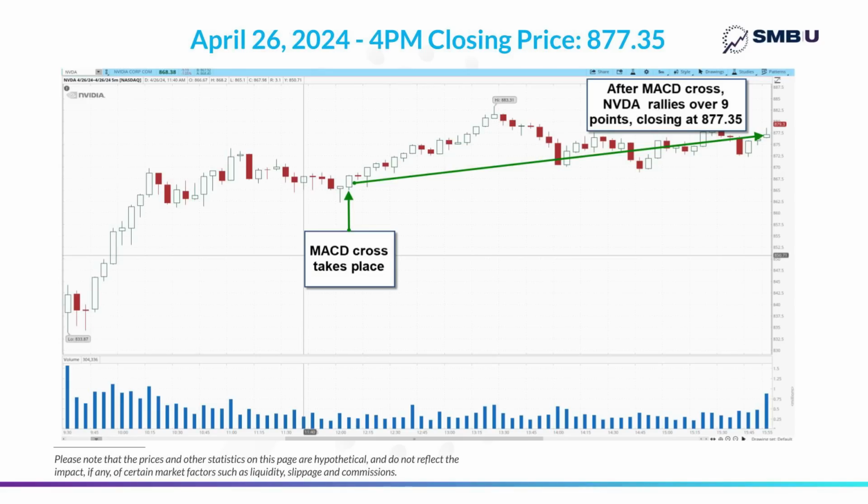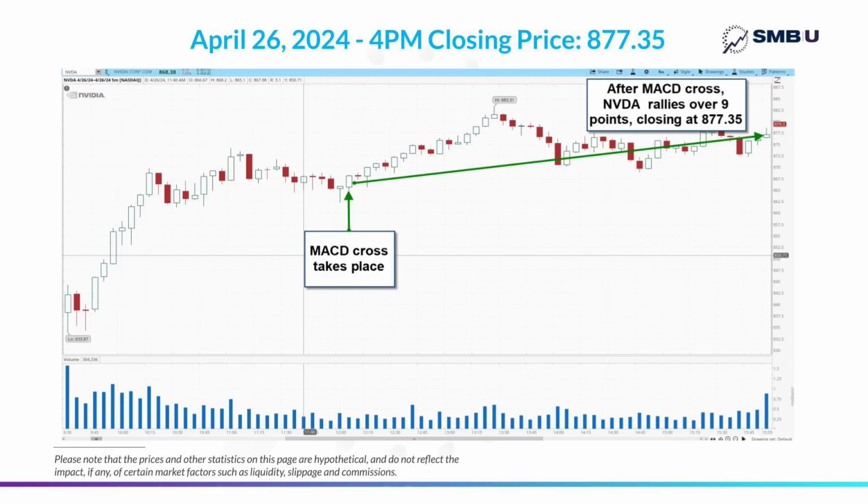And as you can see, NVIDIA had rallied over 9 points from when the MACD cross took place, a move that shouldn't surprise us because we chose that 12:05 trade entry time as it was ideal for the move we were looking for. And so how does our trade turn out exactly?